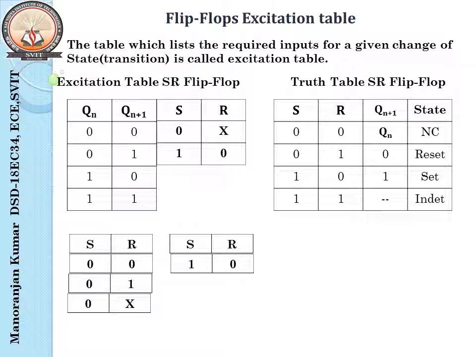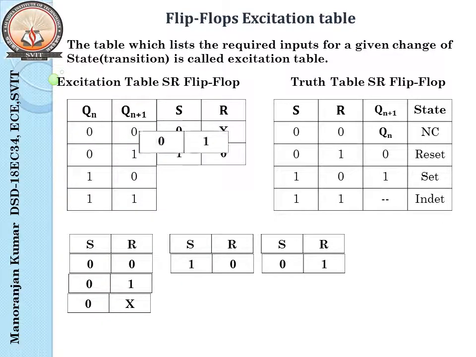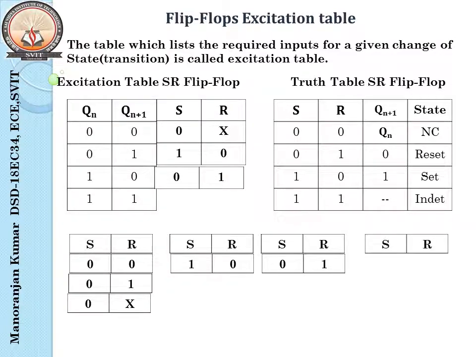In the same manner, for the second, Qn is 1 and Qn+1 is 0. For this, see, this is my output. When the output will be 0, that is nothing but we are in reset state. For reset state, what is my input combination? 0 and 1. So for the third input output combination, the value will be 0 and 1. Okay, the same I'll write it there. Then we'll take the last one.